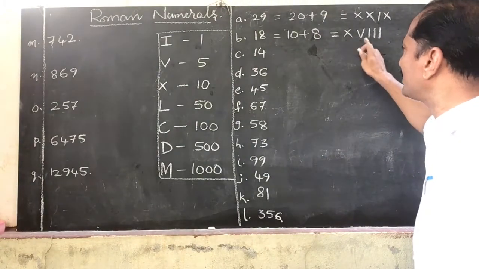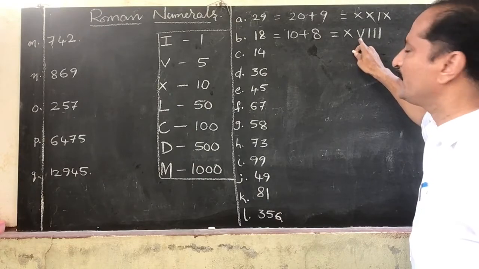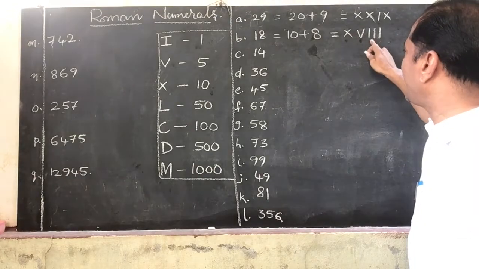Why? Because after 10 we are writing, that means these are to be added. So V is smaller than X, and I is smaller than V.